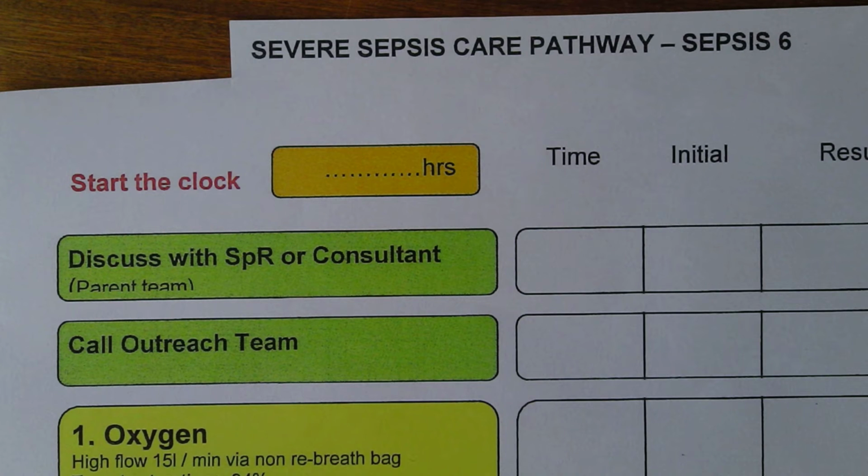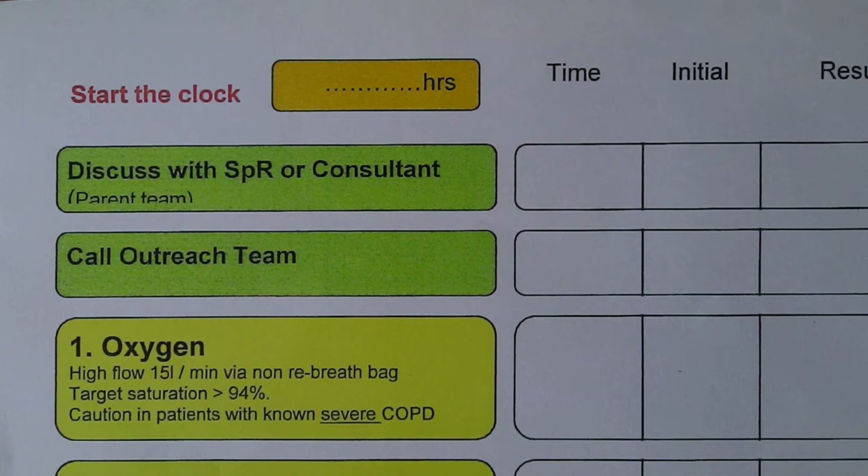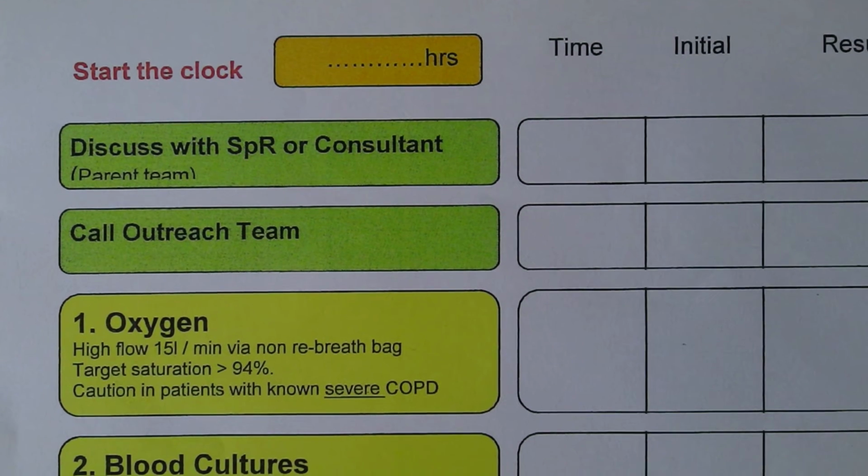Firstly, we want to give high flow rates of oxygen, 15 litres per minute via a non-rebreathable bag. And in a patient without chronic obstructive airways disease, we want to maintain oxygen saturations of 94% or higher. So maintaining oxygen saturations. Just be careful with patients with known chronic obstructive pulmonary disease, particularly bronchitis presentation.